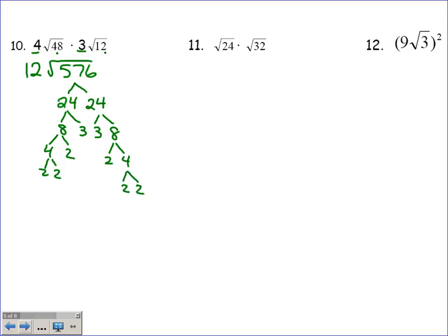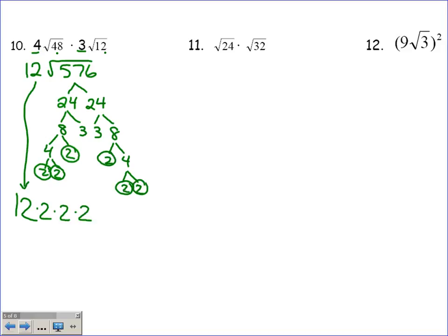4 is 2 and 2. I have a 12 on the outside that's already here. I'll ask if there's any pairs. There's a pair of 2s, so I'll say times 2. There's a pair of 2s right here, so I'll say times 2. There's a pair of 2s right here, so I'll say 2. And there's a pair of 3s right here, so I'll say times 3.